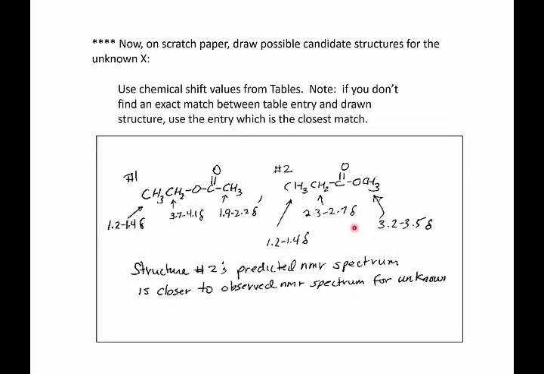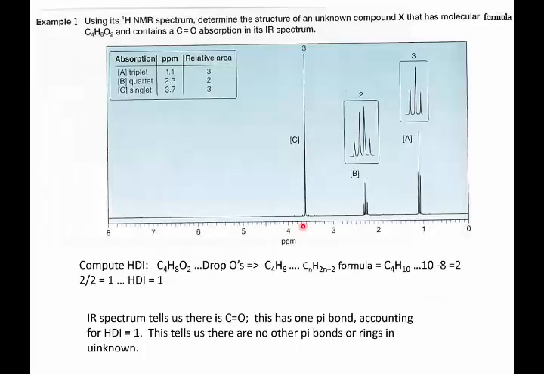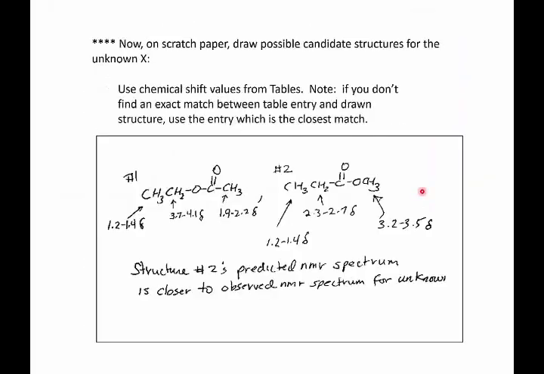The CH3 here, 1.2 to 1.4. That's going to be our presumed signal C. I'm sorry, signal A, a triplet, and that's about 1.1, and it's a tad bit off, but it's still pretty close. The agreement you get for structure 2 is far better than for number 1. Therefore, that's our answer, and this indeed is the correct answer, structure number 2.